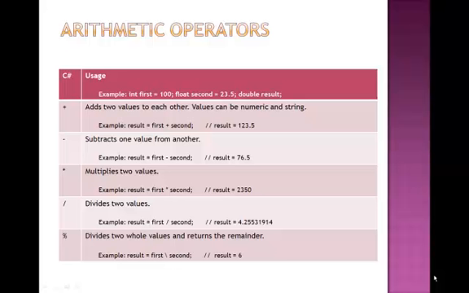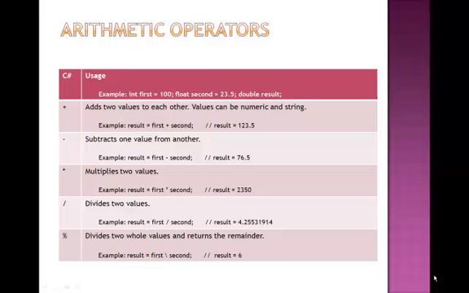Multiplication multiplies two values. It's a star sign, so you can multiply first and second, and the result will be 2,350. The division divides the first variable by the second variable. If I type it in as shown in the row next to the division sign, you will see that the result will be 4.255319, and so on.